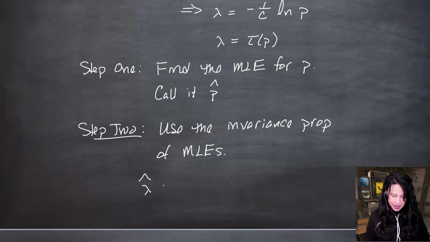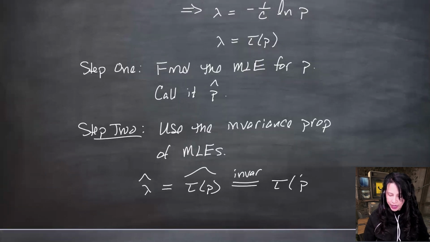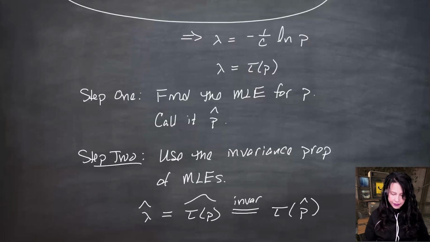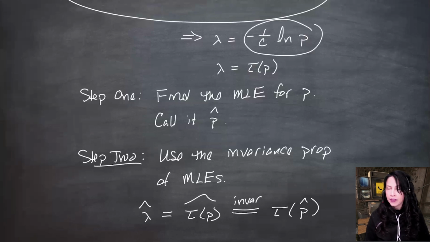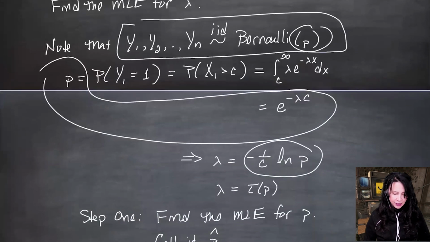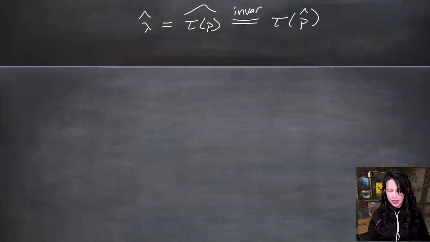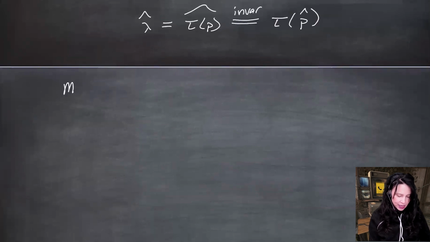This lambda was equal to tau of p. So I want the MLE for this, but the invariance property says that if we're working with MLEs, we can just find the MLE for p and plug it into tau. So we'll find the MLE for p and then plug it in and we'll be done. I don't know if we did the Bernoulli. We might have. I'm going to be kind of quick on this because I don't think you need practice on this. But what is the MLE for p?